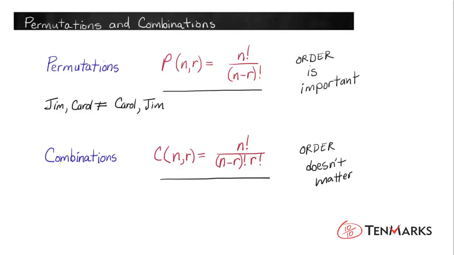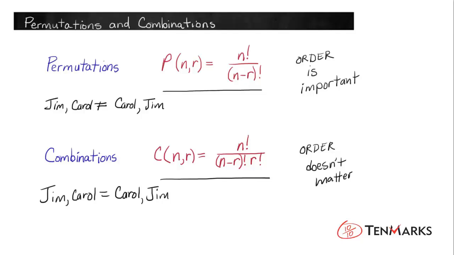But let's say we're choosing two students to go up and accept an award for a group. Choosing Jim and Carol to go up and accept the award is the same thing as choosing Carol and Jim to go up and accept the award. And that's what we mean by order doesn't matter. Jim and Carol or Carol and Jim represent the same two students going up to get the award.